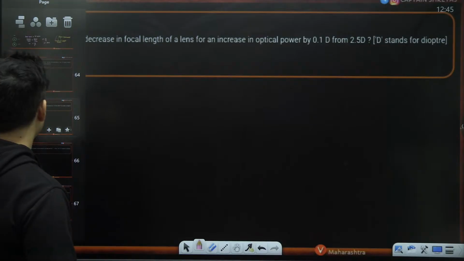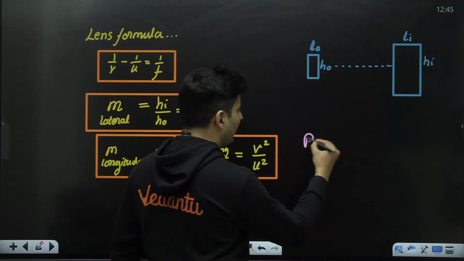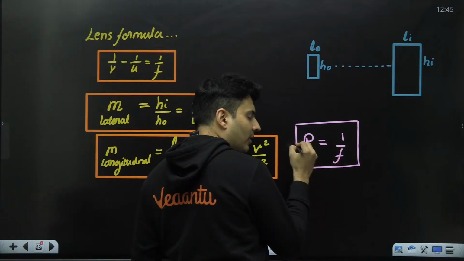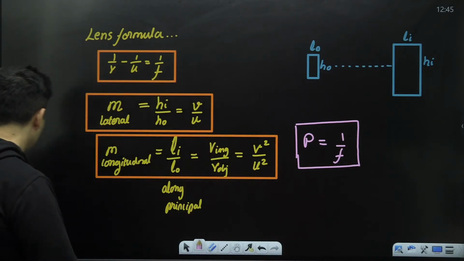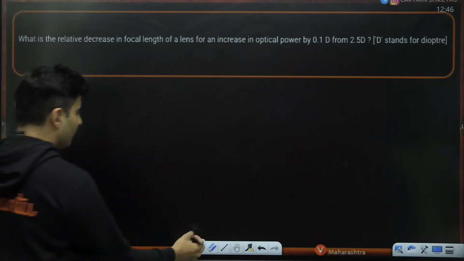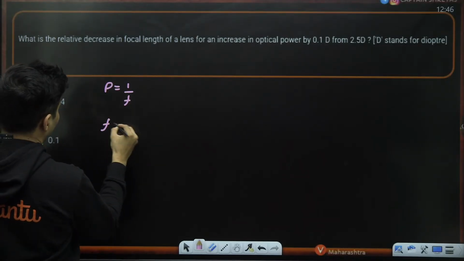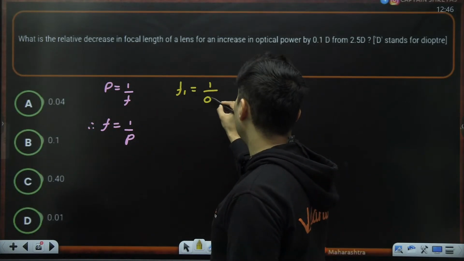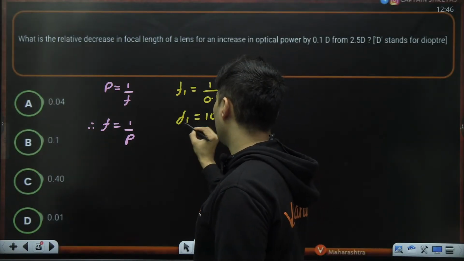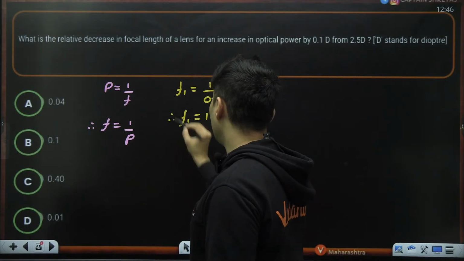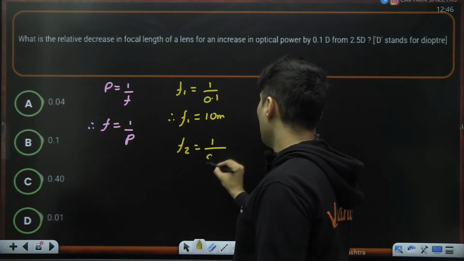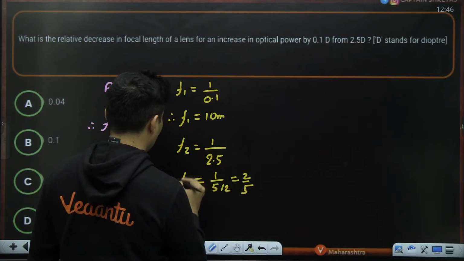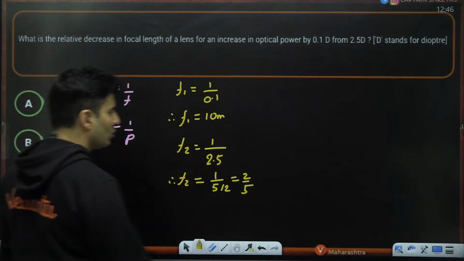See guys, in lenses, the power of a lens is just 1 by f. As simple as that. It is not minus 1 by f. For a mirror, it is negative 1 by f. For a lens, it is positive 1 by f. Always the signs will change. Coming back to this question, because we know power is 1 by f, f is 1 by p. So let's do this 2 times. First focal length will be 1 by 0.1, which is 10, in meters. So focal length 1 is 10 meters. Focal length 2 will be 1 by 2.5. 2.5 is nothing but 5 by 2, so f2 is going to be 2 by 5 of a meter.